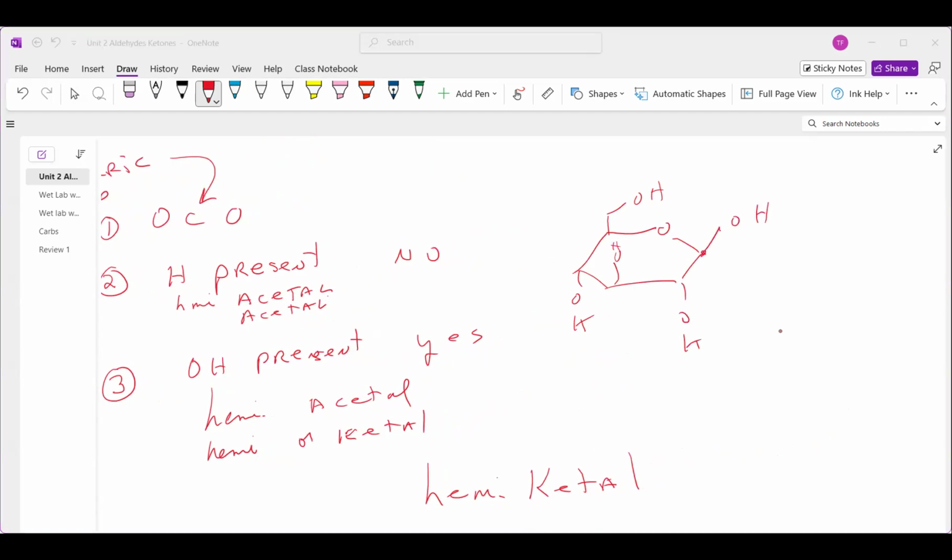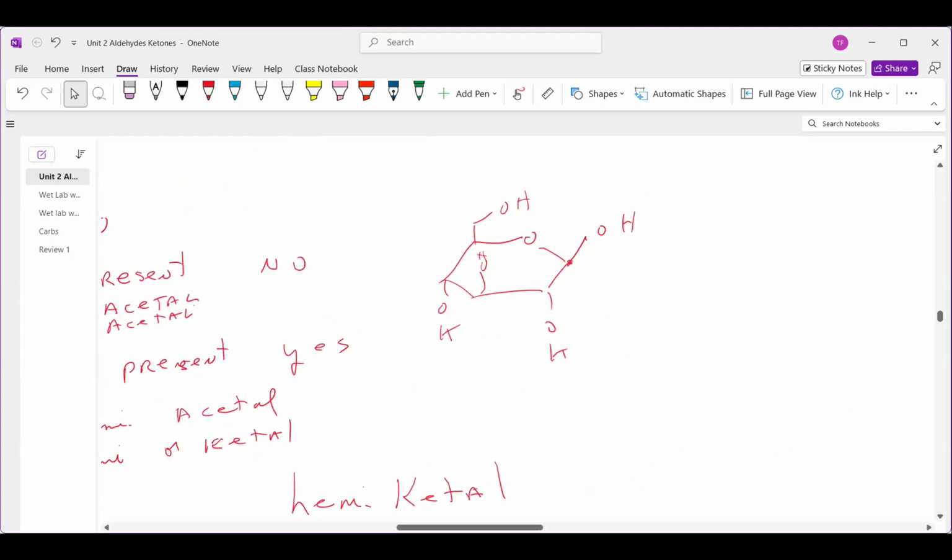Okay, so that's glucose. Is there an OCO present? Yes. Right there's OCO. And OCO, remember the C is the anomeric carbon. That's where the action is. Now, with glucose, we're going to find the OH can be up or down. If it's down, it's an alpha. If it's up, it's a beta.